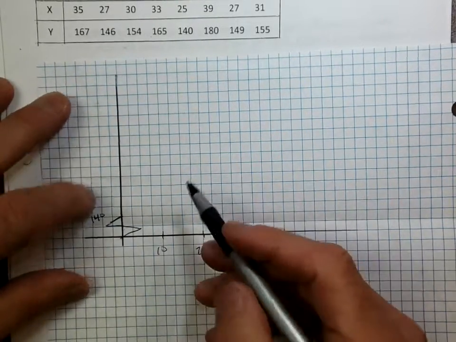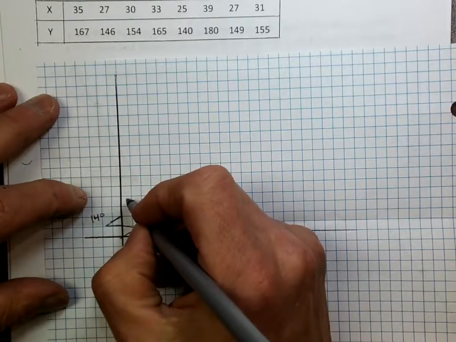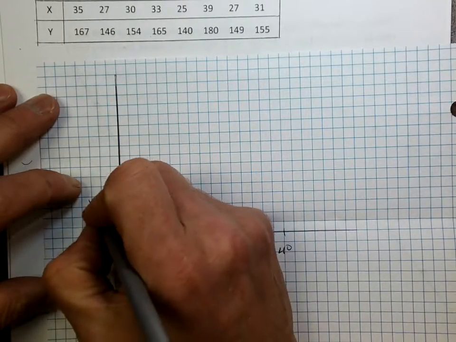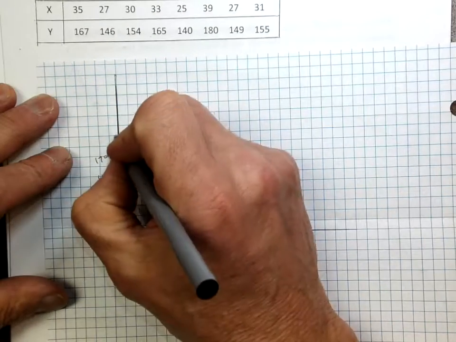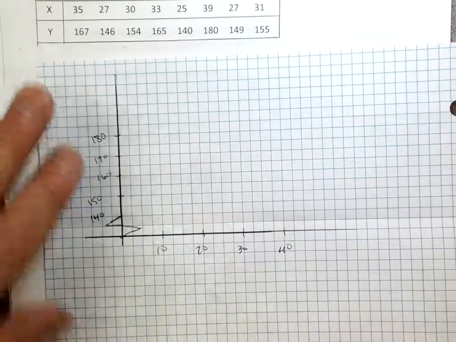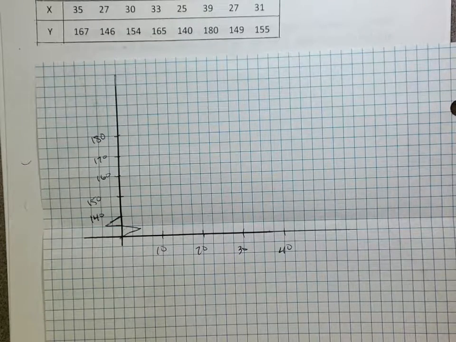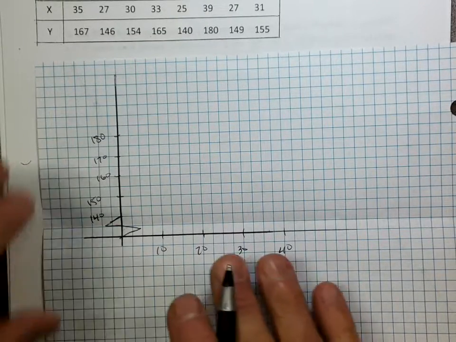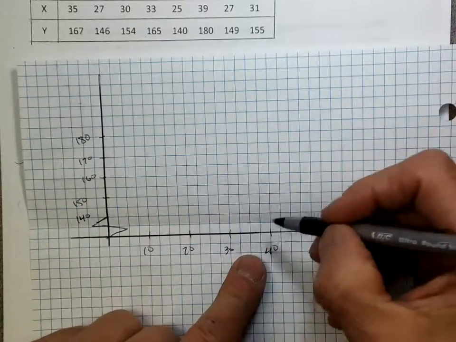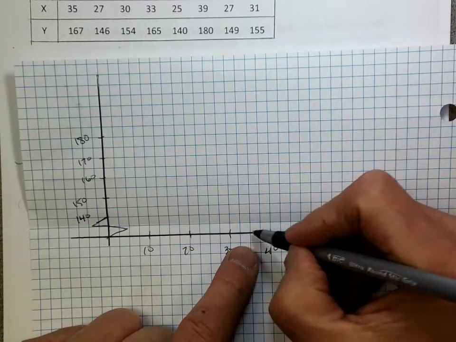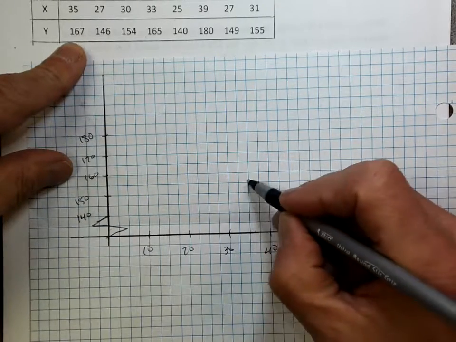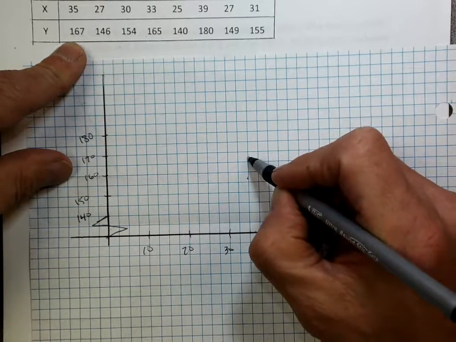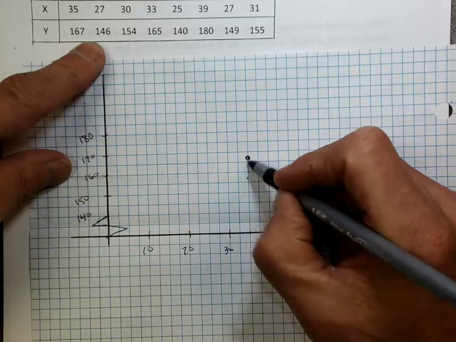I have to go all the way to 180. So if I go with 5s from 140, I'd have 150, 160, 170, 180. And I'll just estimate on my scatter plot, okay? It doesn't have to be perfect, but I do need to get the points in there somewhere. So 35 and 167. 35 is there, and 167 is right about there.